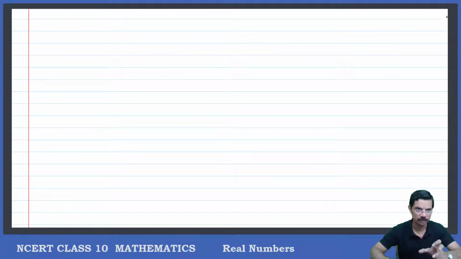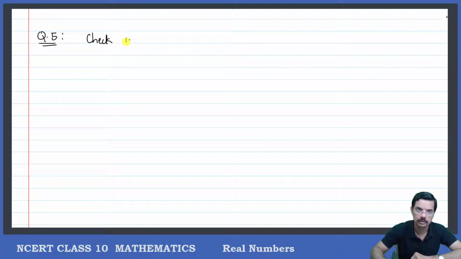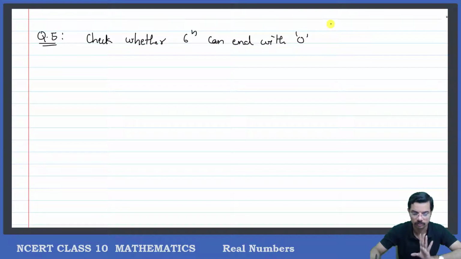Now the next type of question, that is question number 5. We'll put up question 5. What is there in question number 5? We need to check whether 6 raised to n can end with 0 or not, for any value of n.